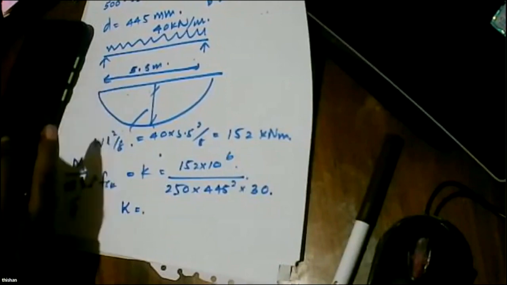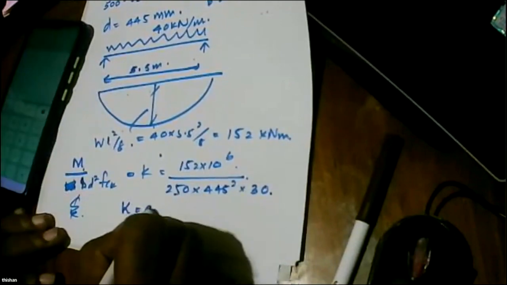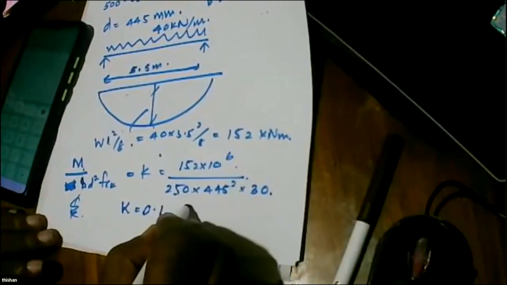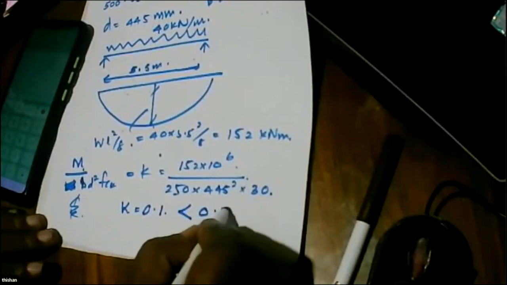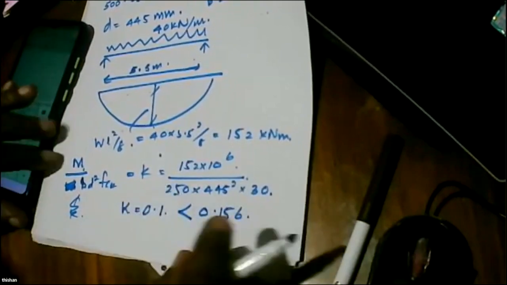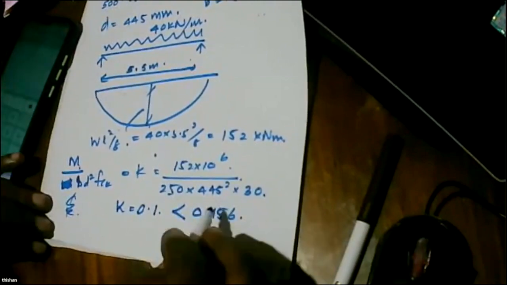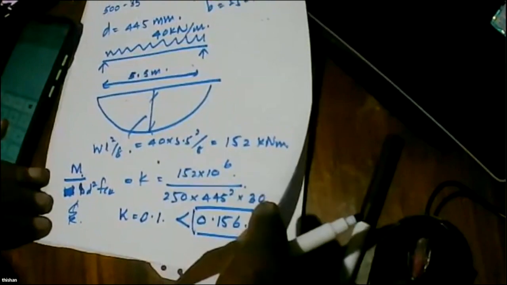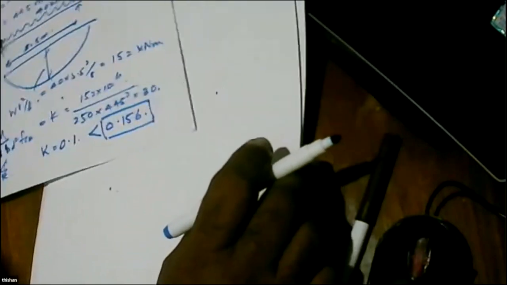It's 0.1, sir. 0.1. Yes, it should be less than 0.156, so it's okay. Singly reinforced. I'll show you how to find this magic number 0.156 next time. I just want to show you how we find that.